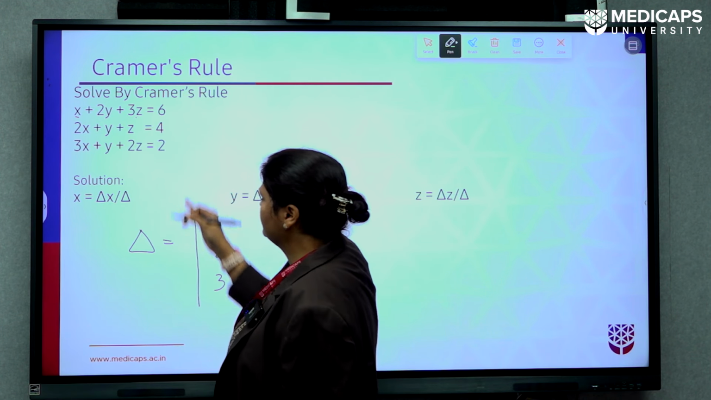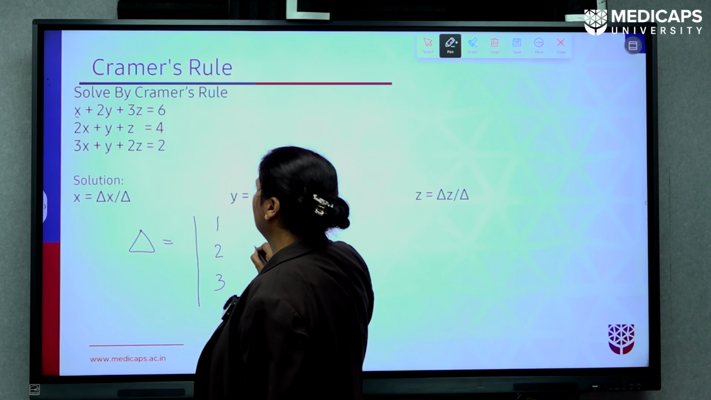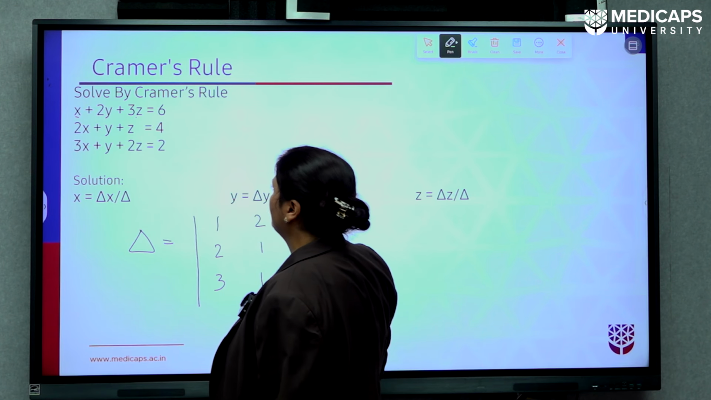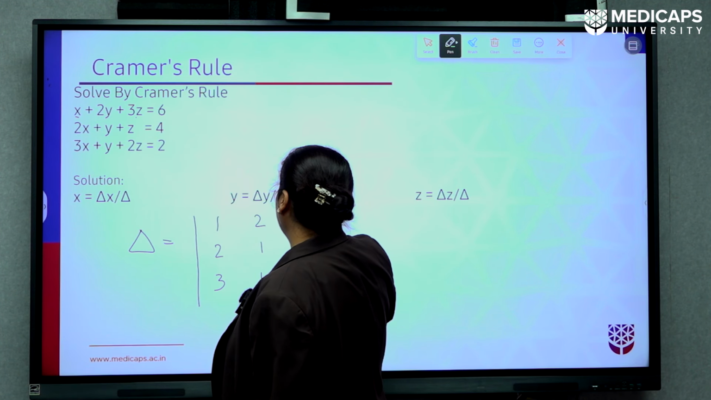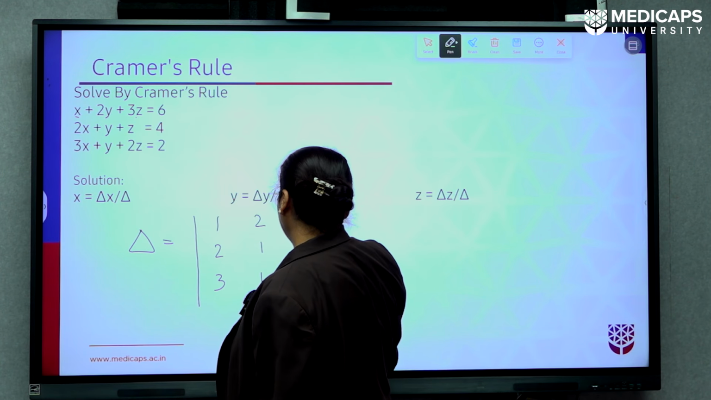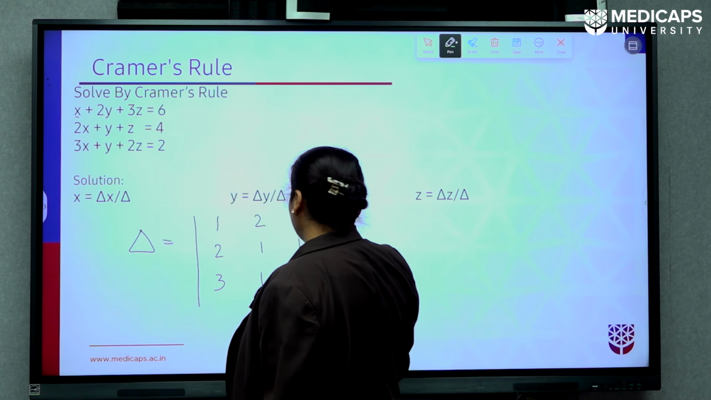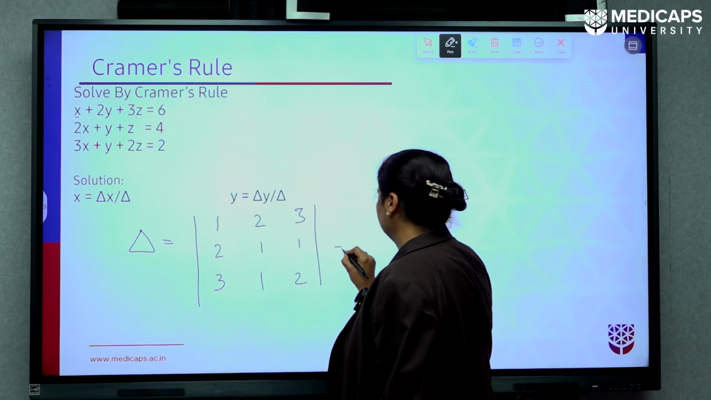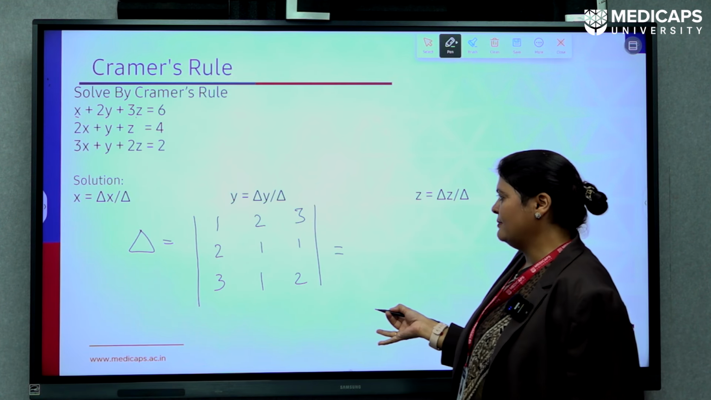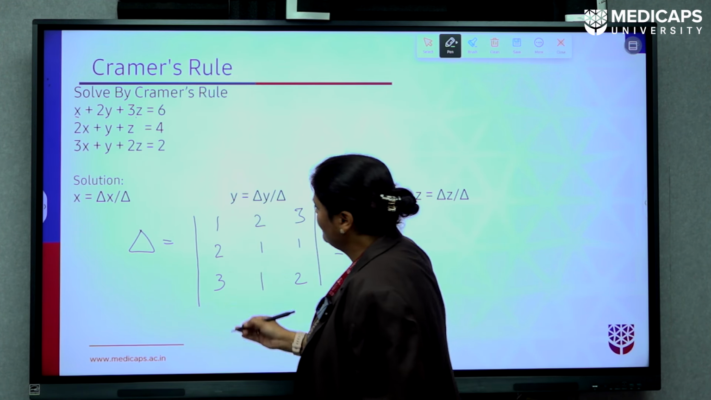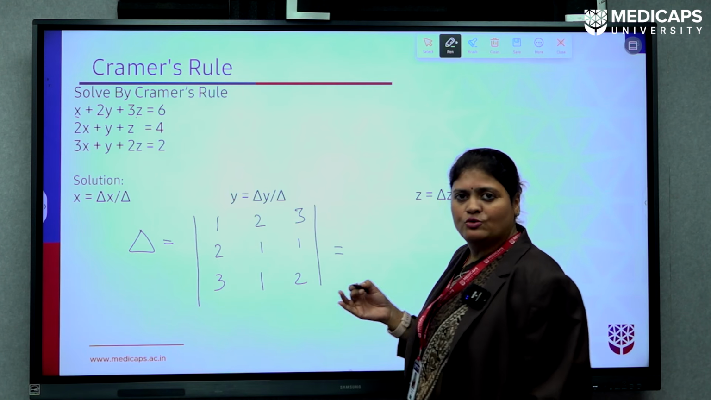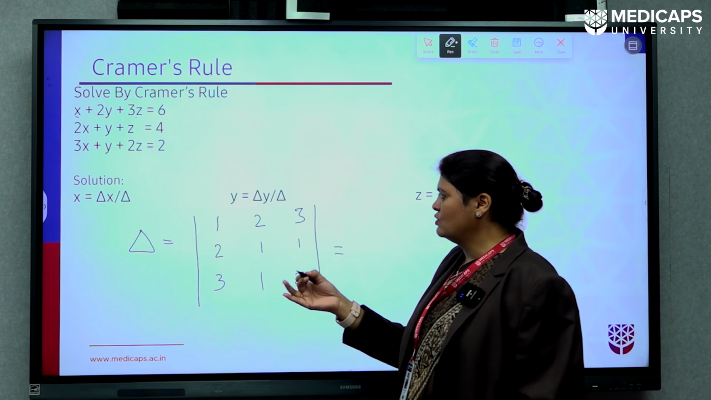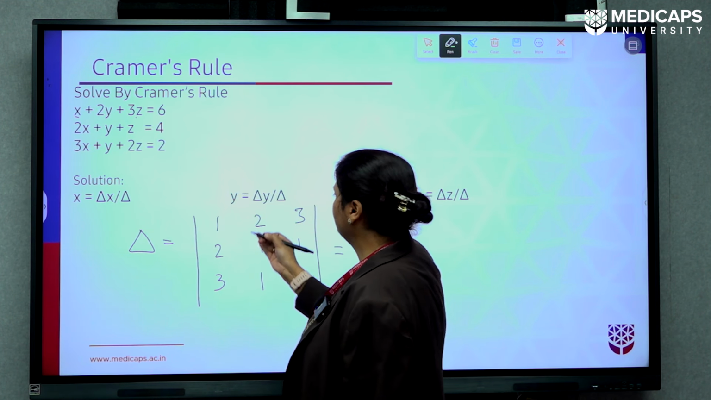Coefficient of x from all the equations. Coefficient of y: 2, 1, 1. Coefficient of z: 3, 1, 2. So this is our coefficient matrix. To solve by Cramer's rule, you must have knowledge of determinants, how to solve a determinant. You can see the video on how to solve determinants and then come to Cramer's rule.